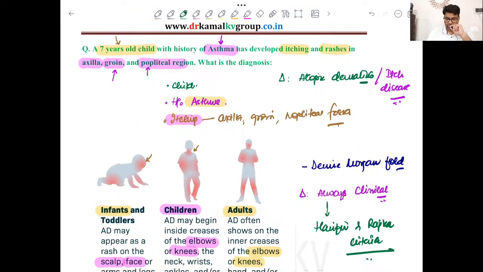And yes, most importantly, there would be a history of asthma, either in the child or in the family. So there would be a history of some atopic disorder, in short, right? So this is classical atopic dermatitis.